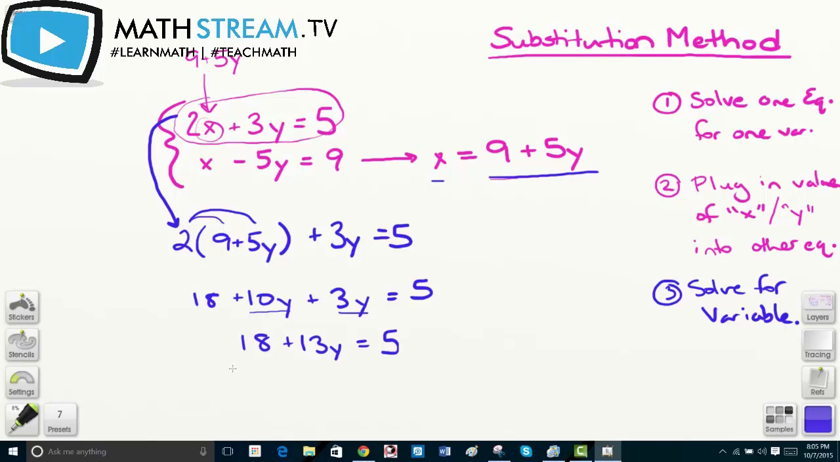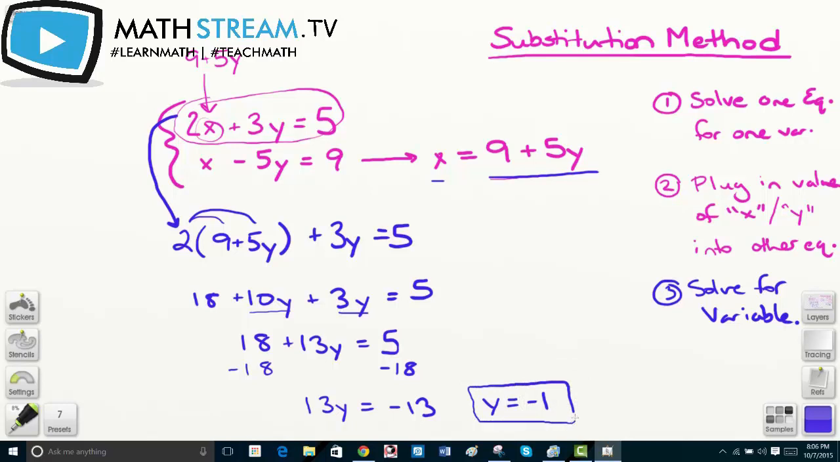Then we're going to try to get y by itself. So let's subtract 18 from both sides. It's going to leave me with 13y on the left, and it's going to leave me with negative 13 on the right. So divide both sides by 13, I get y equals negative 1.